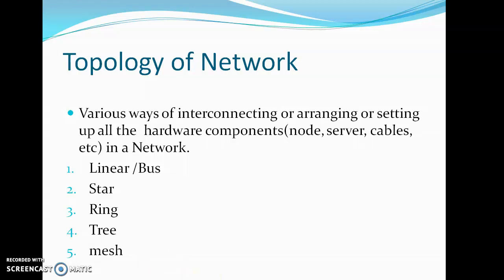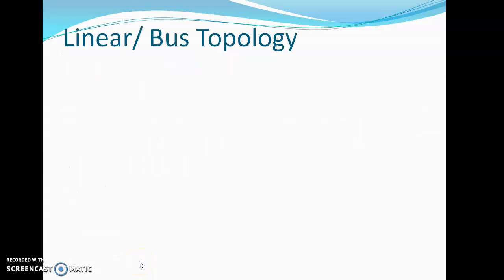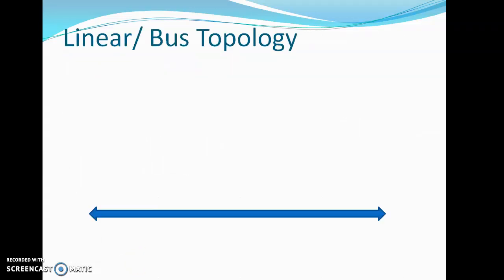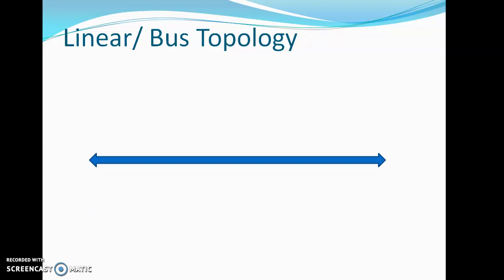So the setup of a network can be done using any of these forms: either a linear or bus topology, a star topology, a ring topology, a tree topology, or a mesh topology. Now in linear or bus topology, consider this to be a wire. This is the main cable. And on both ends of this cable, we have a terminator. That means this is where we stop. This is the end point of this wire, and this is called a terminator.